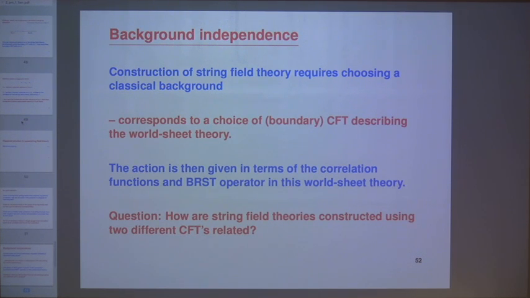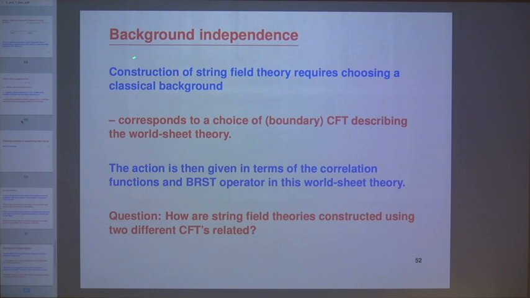So now we turn to the next topic, which will be very brief: background independence. So what do we mean by background independence? Now we are back to closed string field theory and also open string field theory together. We are not talking about exact classical solutions anymore.